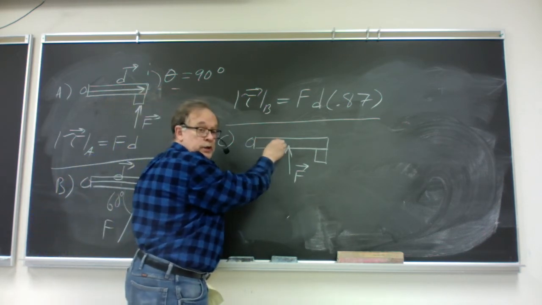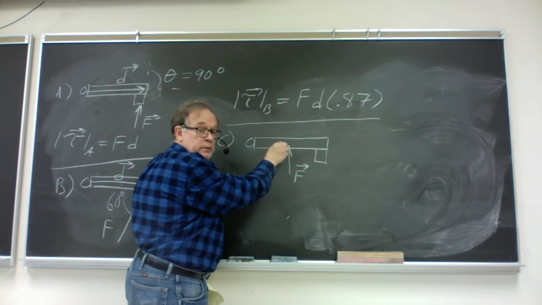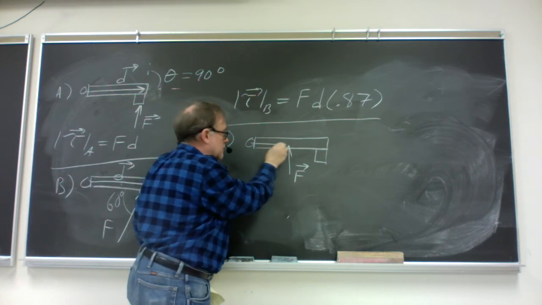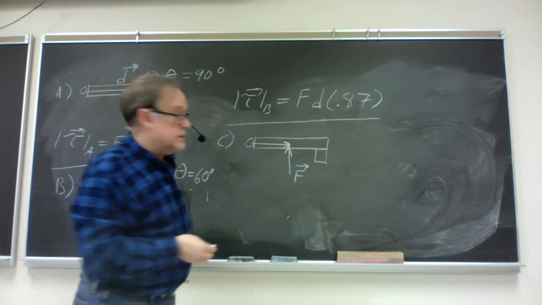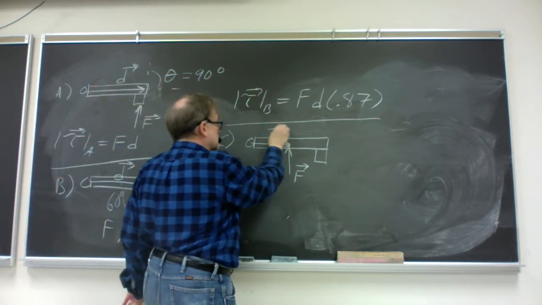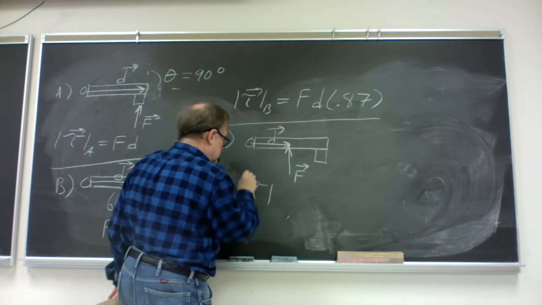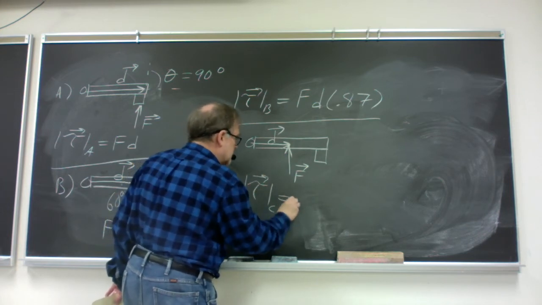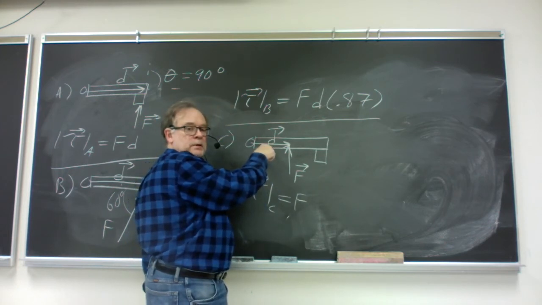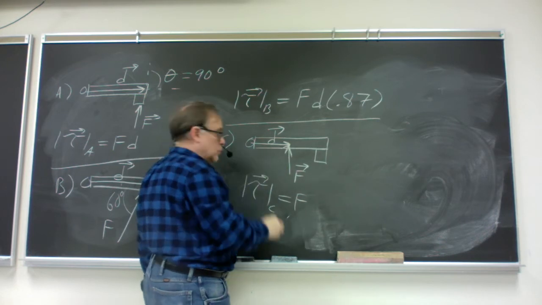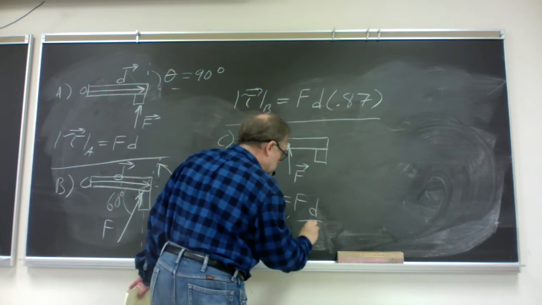Here's the reference point, here's the point where the force is applied right in the middle of the door, so the displacement vector is that. It's only half as big as it was in the first two cases. So now, magnitude of the torque here in case C is same force, but the displacement vector is only half as big. It's only half the width of the door, so d over 2.